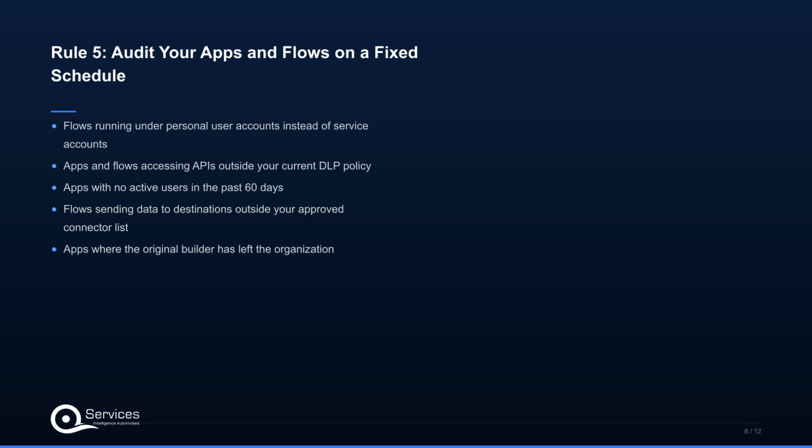Our post on 7 Power Automate workflows every SMB should set up first includes an offboarding automation that handles this reassignment as part of the standard offboarding sequence.